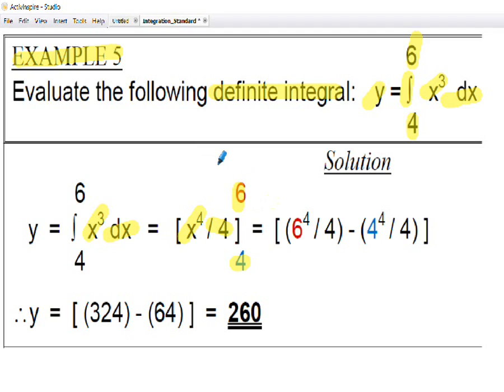What we do now is impose the upper limit into the equation, so x to the 4 is now 6 to the power of 4 divided by 4, and we take away the lower limit, which in this case is 4, so x to the 4 now becomes 4 to the 4 divided by 4. So finally, calculating the value, y is equal to 324 for the first bracket, take away 64 for the second bracket, so the final answer is 260.